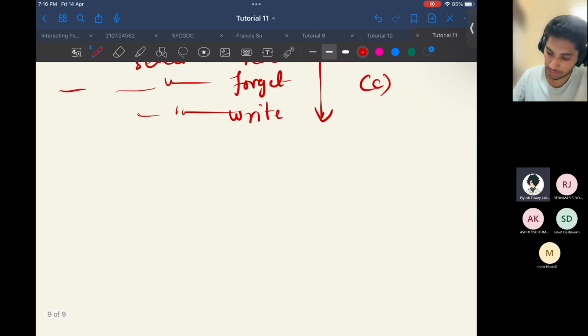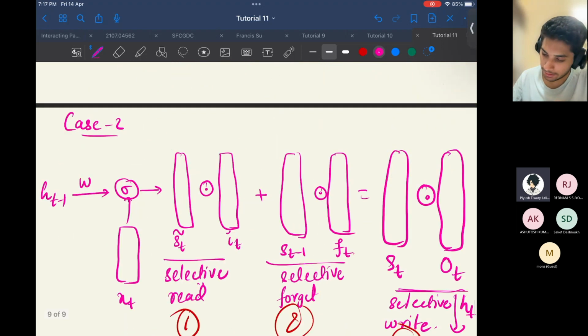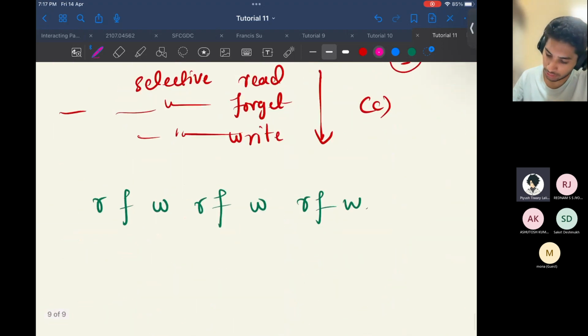So if I use some shorthand notation, what we are seeing here is that you are doing first read, forget, write. Then again you will do the same operation: read, forget, write, read, forget, write. However, one can also see this operation in the following way. Someone can say, I will look, write, read, and forget. Write, read, and forget. Something like this will happen.